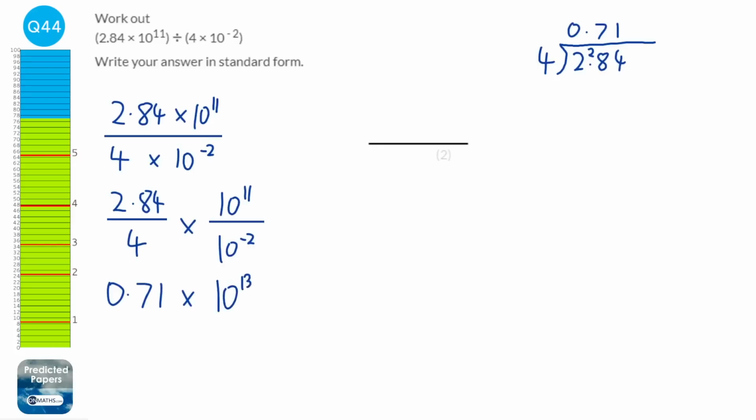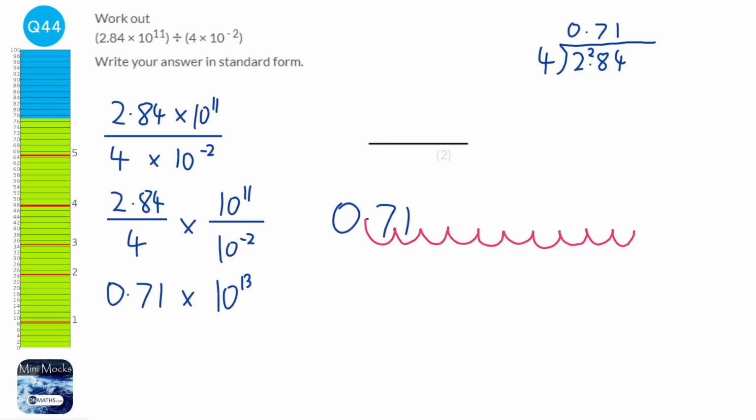Now we've got a bit of a problem here, because standard form must have a number between 1 and 10, and not including 10, at this position here, and this is obviously less than 1, so we need to convert this into standard form. So what we can do is just write the number out again. So I'm going to write this as an actual number, so it's 10 to the power of 13, so it'd be 1, 2, 3, 4, 5, 6, 7, 8, 9, 10, 11, 12, 13. Fill in the zeros. So it'd be 7, 1 and all those zeros.